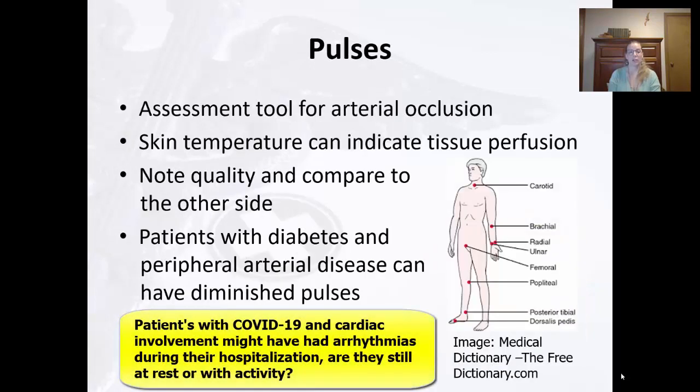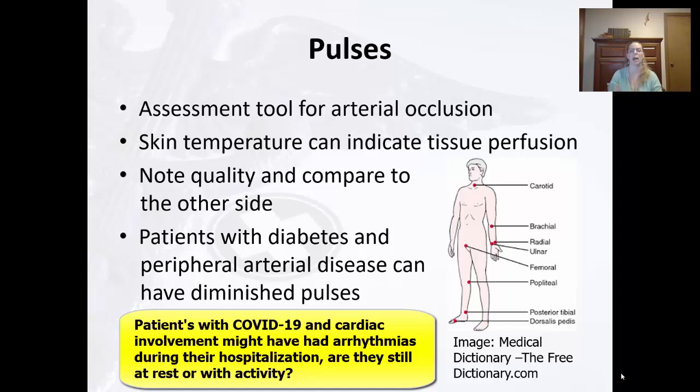We're also going to assess the patient's pulses. So this is looking at whether or not they potentially have arterial occlusions or diminished arterial flow. Skin temperature can really indicate if the tissue is not well perfused. Tissue that doesn't have good circulation will be cold in comparison to tissue that has normal circulation, which will be warm. You always want to note the quality of the pulse, and you want to compare left to right.